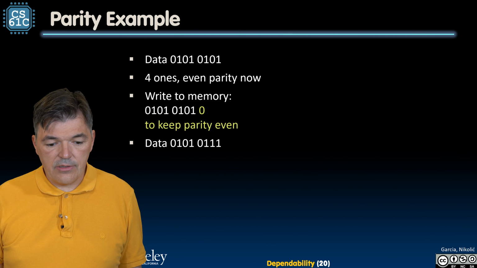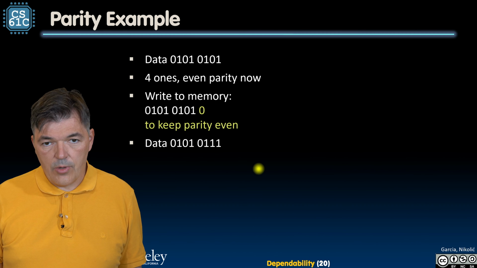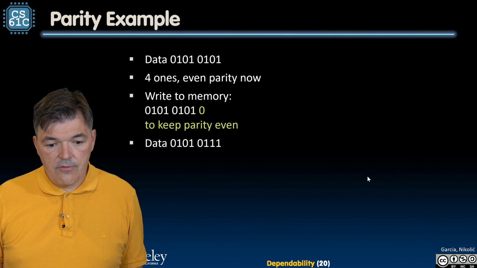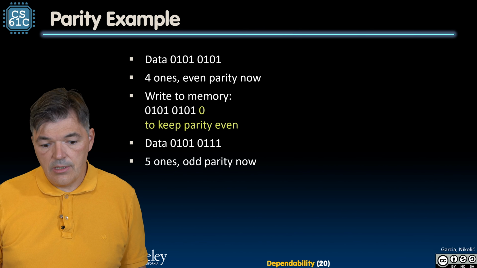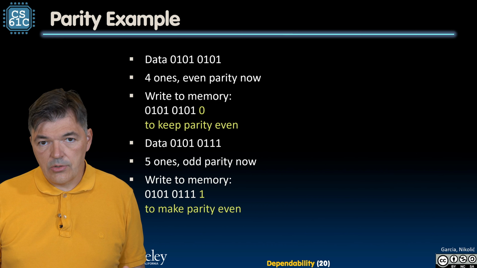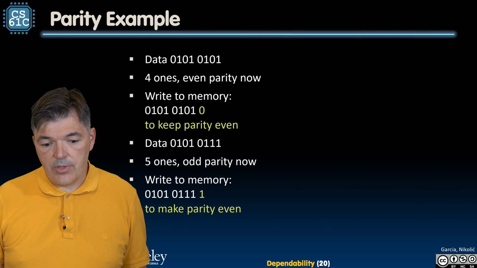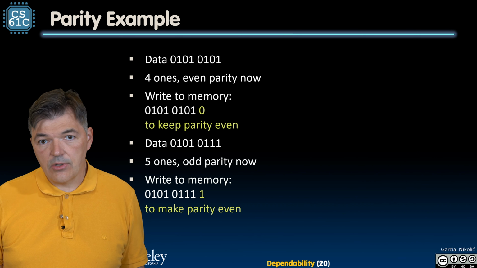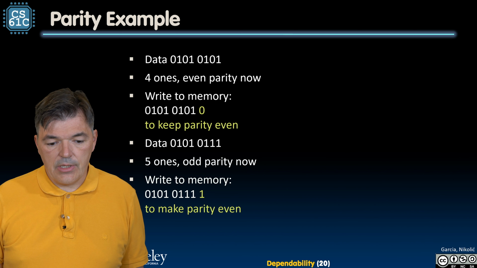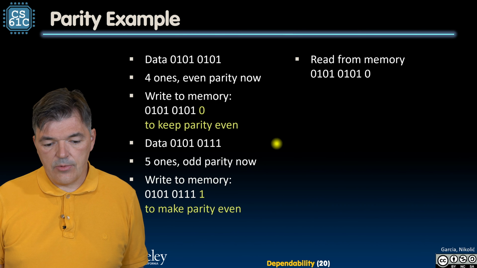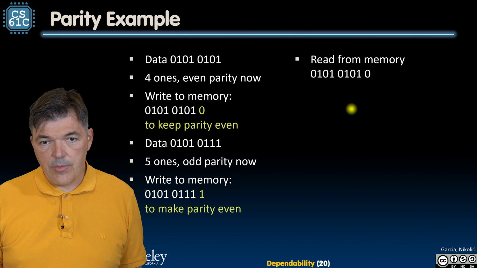If you have a different data word here, 0, 1, 0, 1, 0, 1, 1, 1, that one has 5 ones. So in order to keep the parity even, we are going to add a 1 as a parity bit. So the 9-bit word that is written in the memory is going to have an even number of ones. Now, when we read this, let's take a look at this first word that we have stored in the memory. We now read it out from the memory.